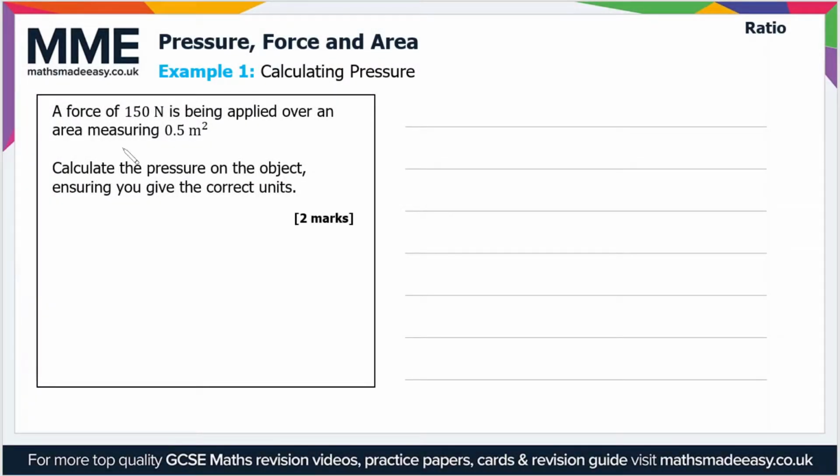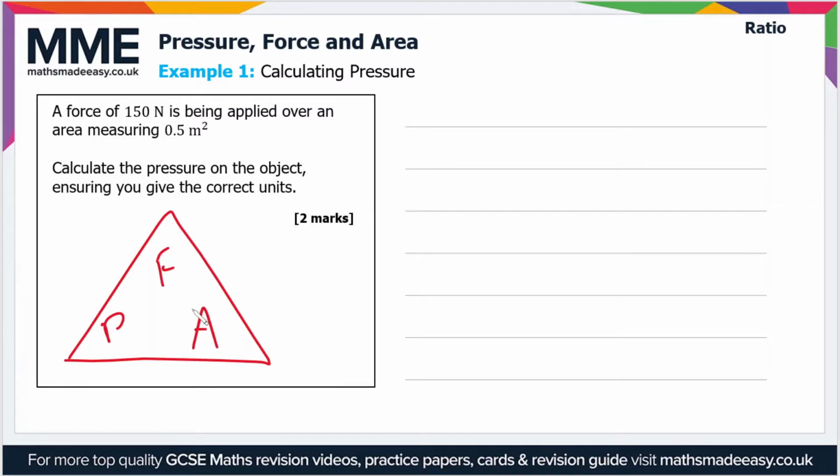So the first one then, a force of 150 newtons is being applied over an area measuring 0.5 metres squared. Calculate the pressure on the object, ensuring you give the correct units. So let's just draw out our triangle. So we've got pressure is force divided by area. So the triangle looks like this. So we need to work out the pressure, which is the force divided by the area. So pressure equals force divided by area.